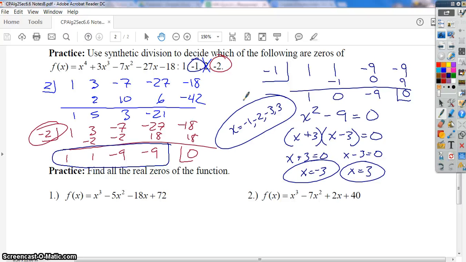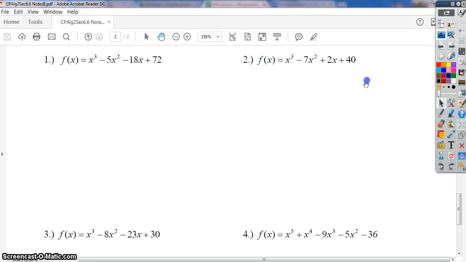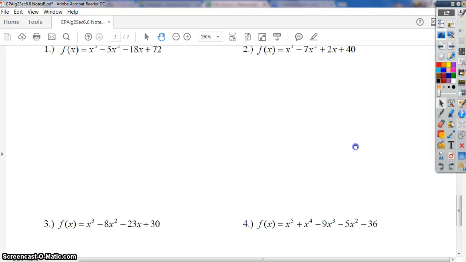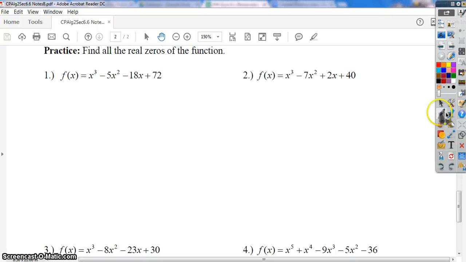Now this one wasn't as bad because they narrowed down our scope of how many possible rational zeros we have to pick from. We won't have that luxury in number 1 here. Okay, we're going to solve 1 and 2, and then we'll move on down to the bottom. Well, let's start with P and Q. We actually got to list what we have here.